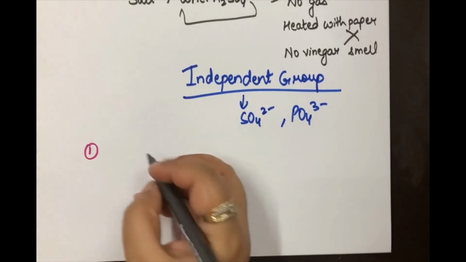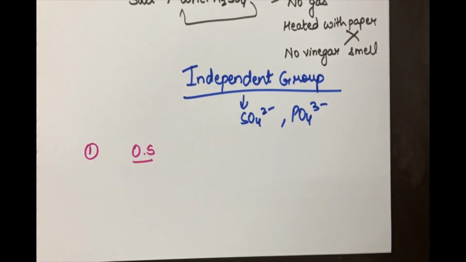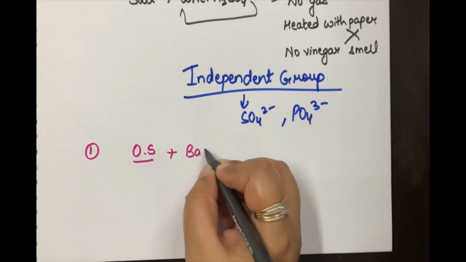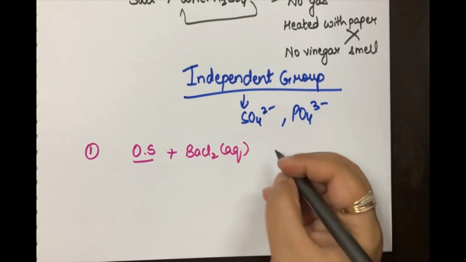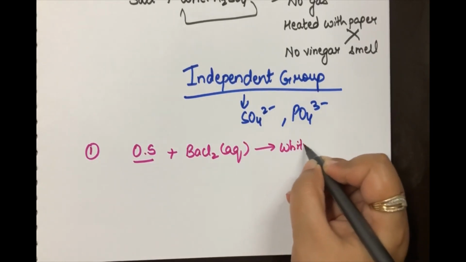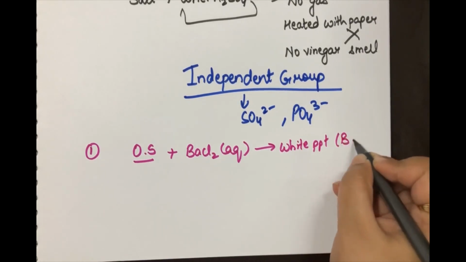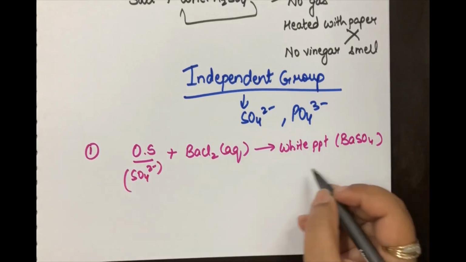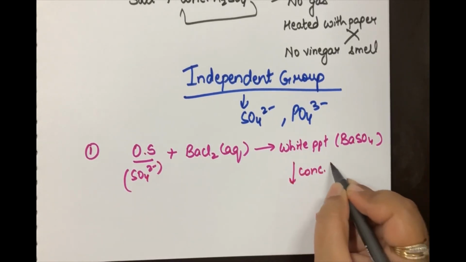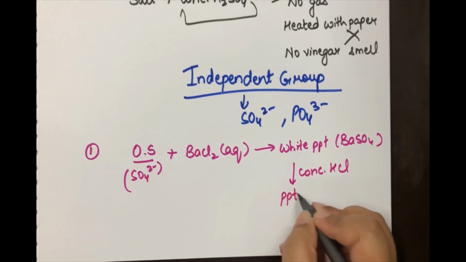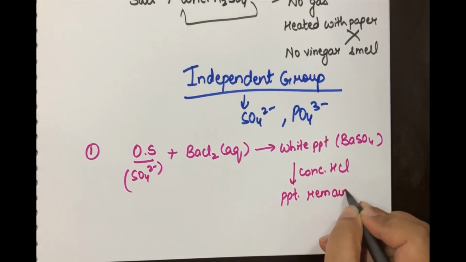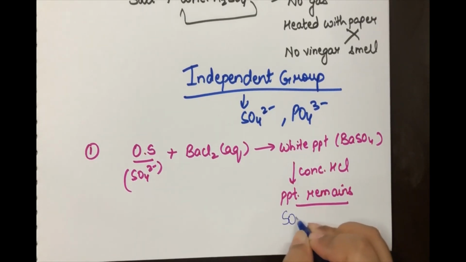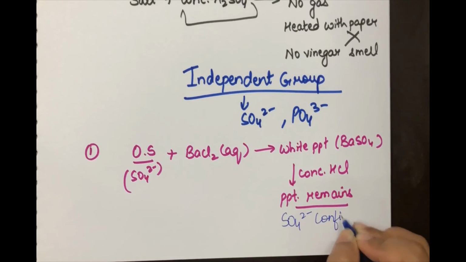The first test is for sulfate. You will directly use original solution here. You do not have to use the salt. Take original solution, add barium chloride to it. And if there is a white precipitate, which is obviously barium sulfate, because my salt had sulfate ion in it, and you add concentrated hydrochloric acid and the PPT remains. PPT remains means the PPT is not dissolving here.